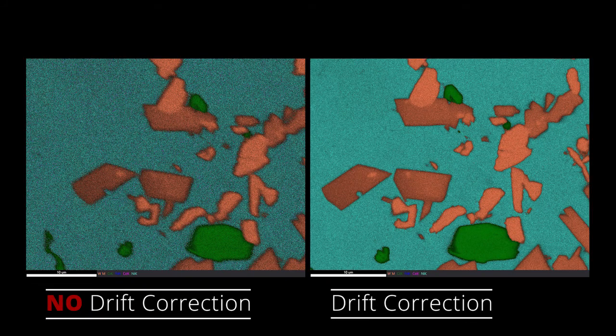Now you can see here in comparison the difference between no drift and the drift correction. And for the drift corrected image, we actually have double the frames because remember we reduced the dwell time on that one.